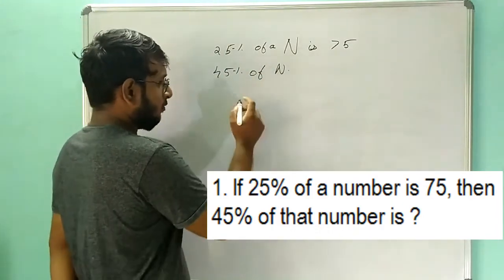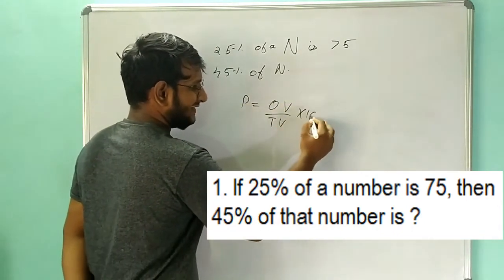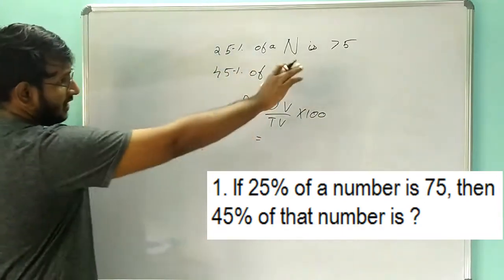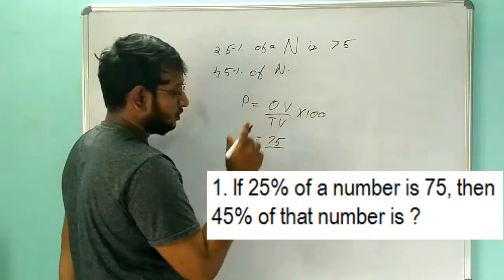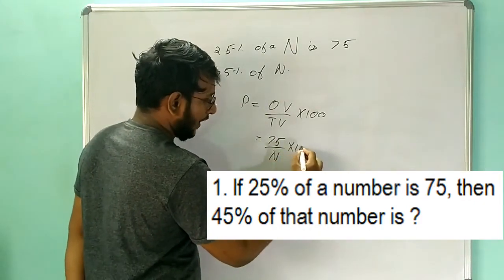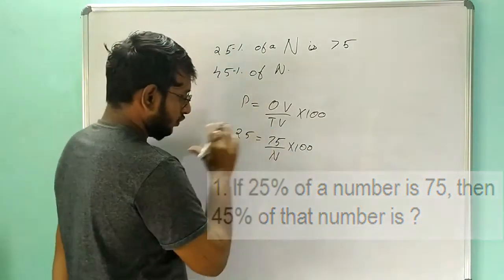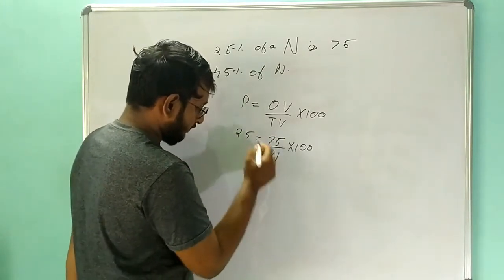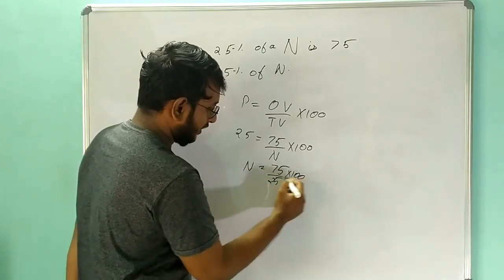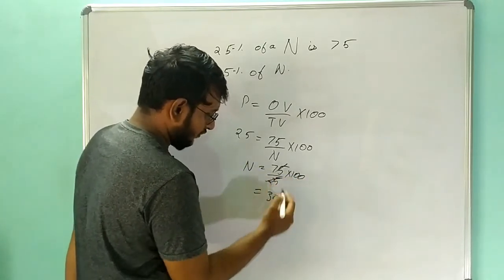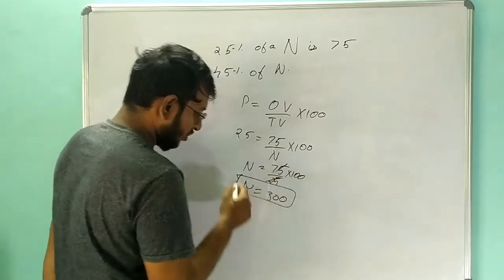So what is the percentage formula? Let's write it first. Percentage is equal to obtained value by total value into 100. The obtained value is 75, we know that. We don't know the total value, so we will put n into 100, and we know the percentage, that is 25. So n will go that side, and 25 will come this side. So n is 75 divided by 25 into 100. 25 3s are 75, so 3 into 100, 300. So n is equal to 300.